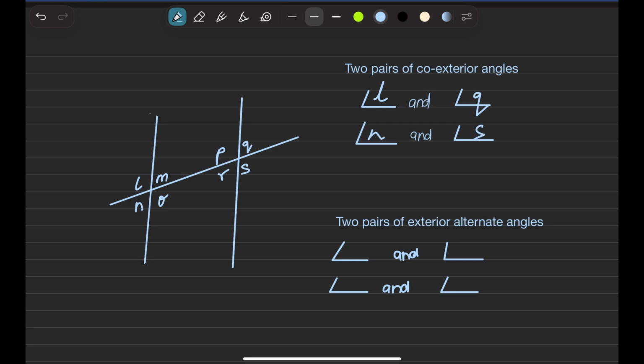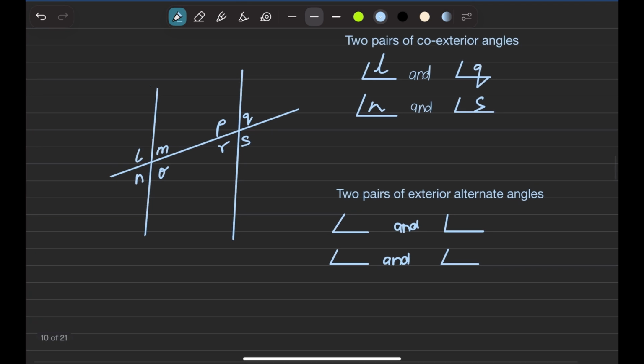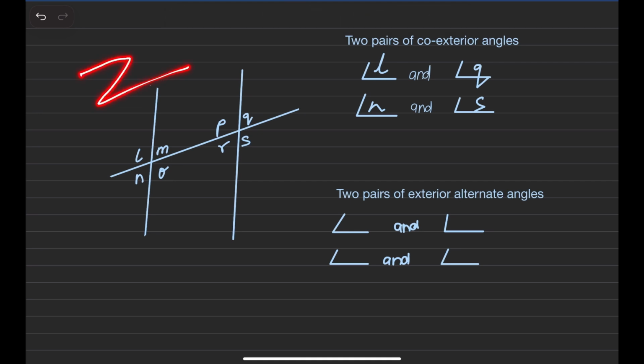Two pairs of exterior alternate angles. Now they are not even co-interior, they are exterior alternate. Alternate, what is our pattern, guys? Z. Exterior, so outside of Z. Okay. Where are our parallel lines? These are our parallel lines. The top and the bottom line of Z is parallel. So yes, Z. Outside N and Q is one.